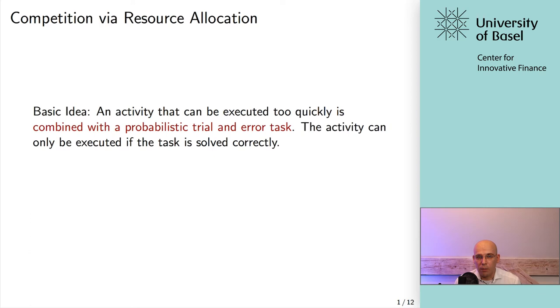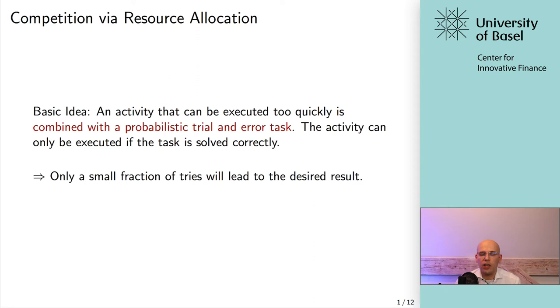Okay, so this is this probabilistic trial and error task. You will see how it is constructed, but what is important to understand is that only a very small fraction of tries, only a very small fraction of whenever somebody is assembling these blocks, will eventually succeed and be added to the blockchain as successful blocks.